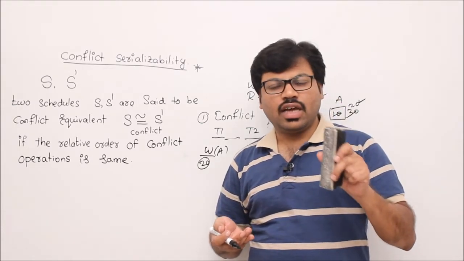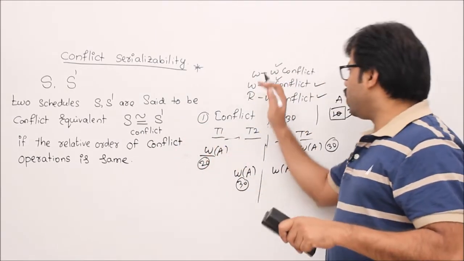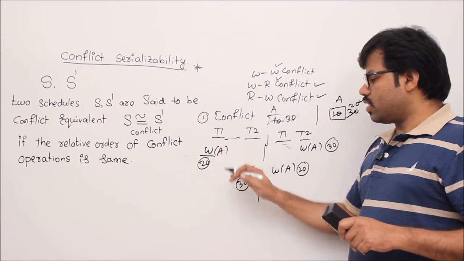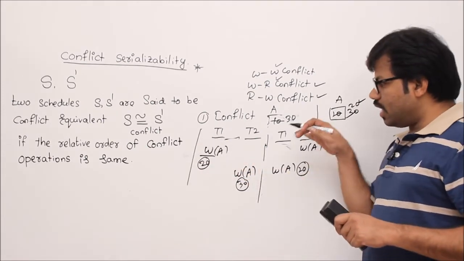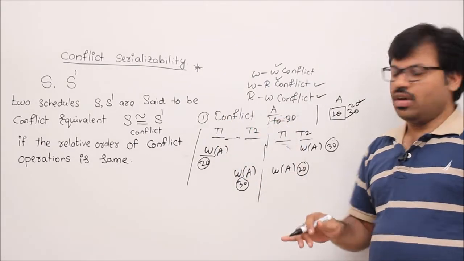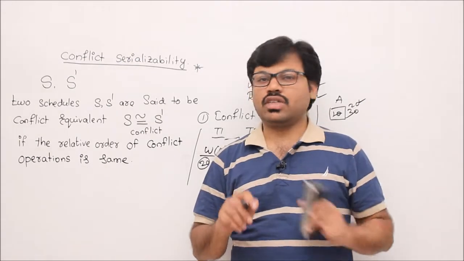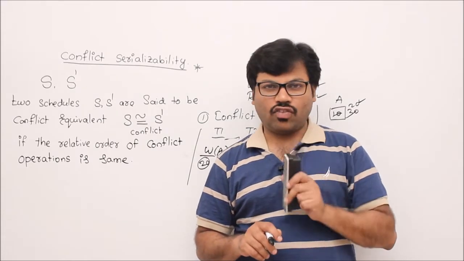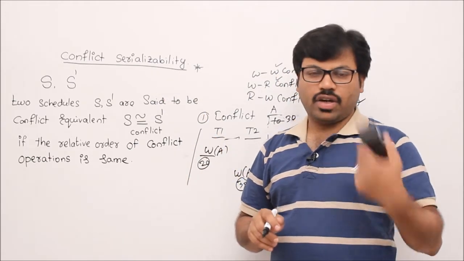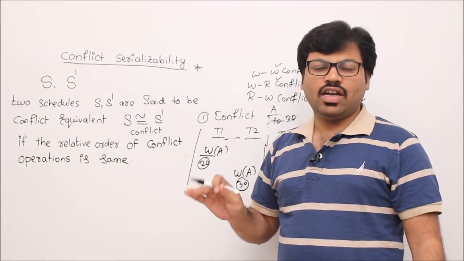If your goal is to have an equivalent schedule, then the two schedules should have these operations in the same order. For example, you have a schedule with this write order. Then another schedule, if you say it is equivalent to this schedule, should have the same write order, like T1 followed by T2. But here it is T2 followed by T1 order. In that way we can easily detect whether two schedules are equivalent or not using these three conflicts: read-write, write-read, and write-write. That is the concept of conflict serializability. But so far I have not defined what conflict serializability is. I just defined what a conflict is.